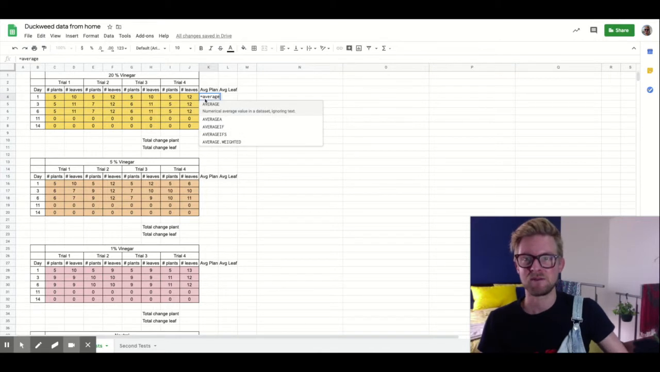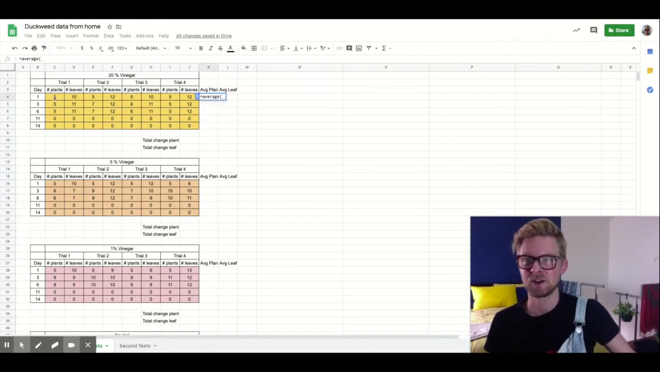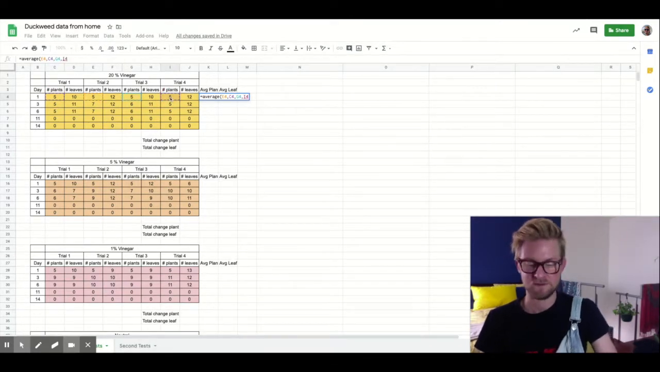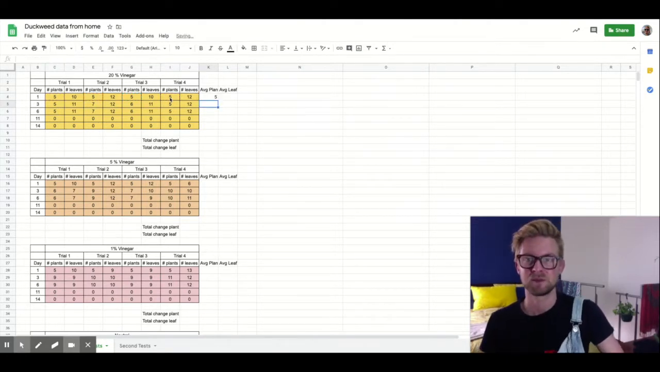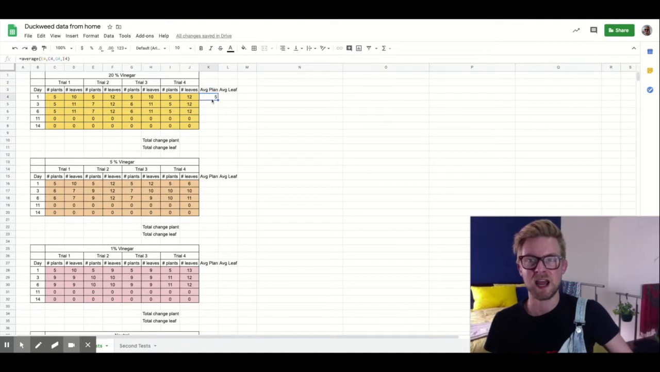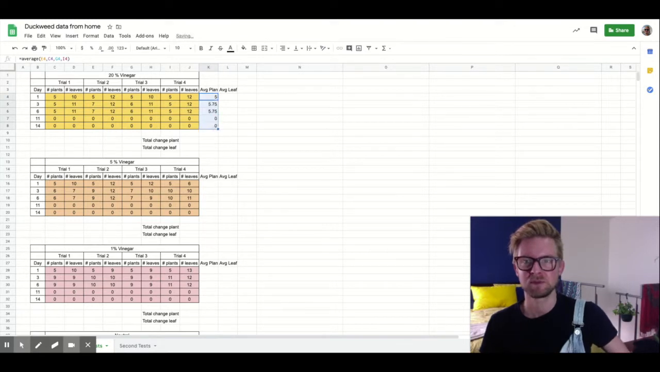First, I'm going to type in my formula to calculate the average, and I'm going to select all of the 4 values that are from the same day and the same variable. When I click enter, I get an average of 5. That makes sense because there were a total number of 5 plants in each of the 4 trials. If I click on that and drag it down, it will calculate the average for all of the days for that particular variable.